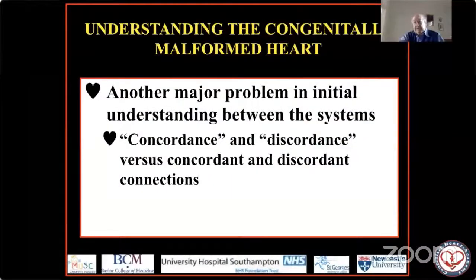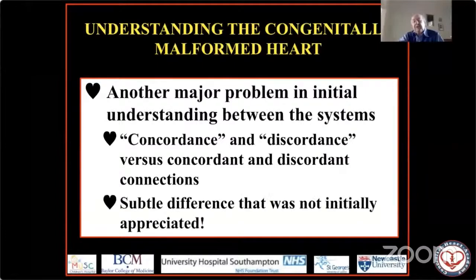So there we have it. We know where the segments are. We don't differ in distinguishing between the segments from Richard Van Praagh. We use marginally different ways of telling what is morphologically right and morphologically left, but there's not a great difference. So why did so many differences seemingly arise in the way we describe the congenitally malformed heart? Much of that relates to concordance, discordance, as opposed to concordant and discordant connections.